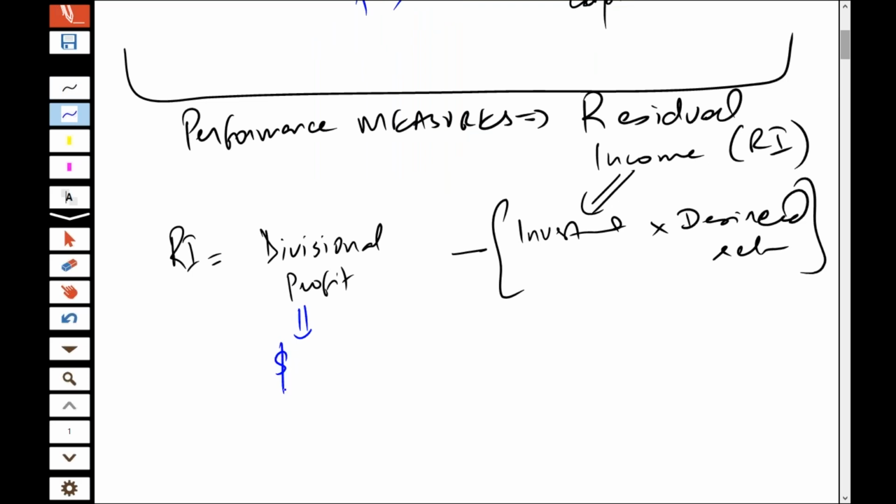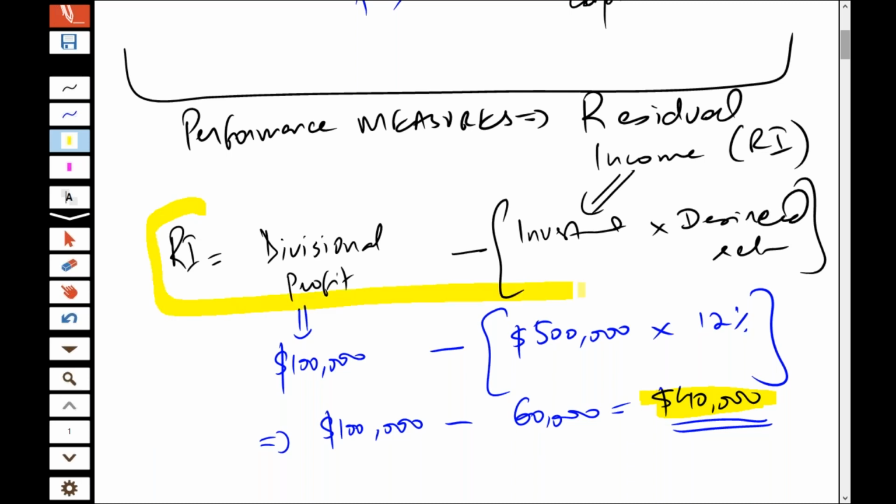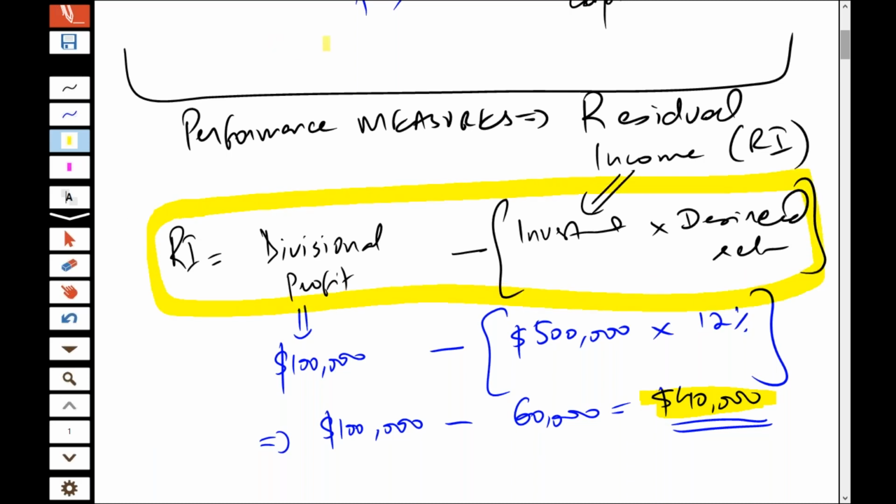So for example, if you've got a division which has got a profit of, let's say, 100,000, and you've invested, let's say, 500,000 into that specific division, and your desired return is 12%, then resultingly it's going to be 100,000 less 500,000 times 12% gives you 60,000. So hence, this is going to be 40,000. So this specific measure of the residual income was a very common and very famous performance measure amongst the various performance management analysts.